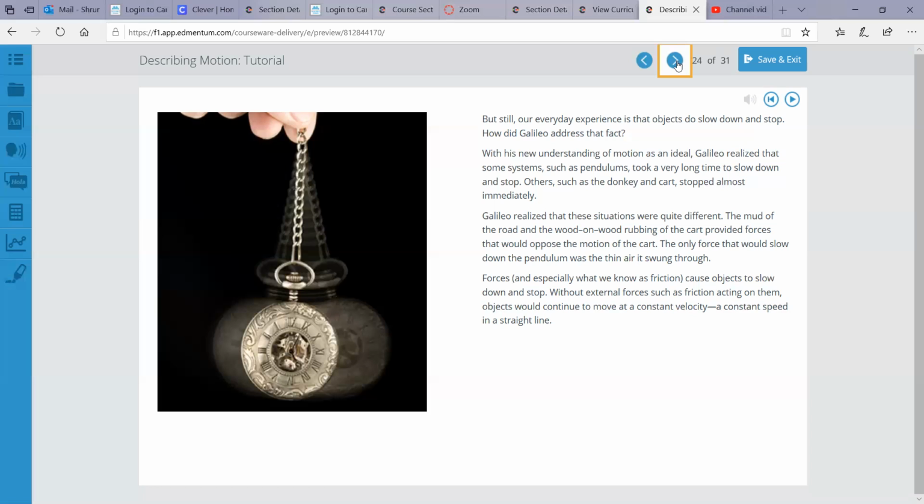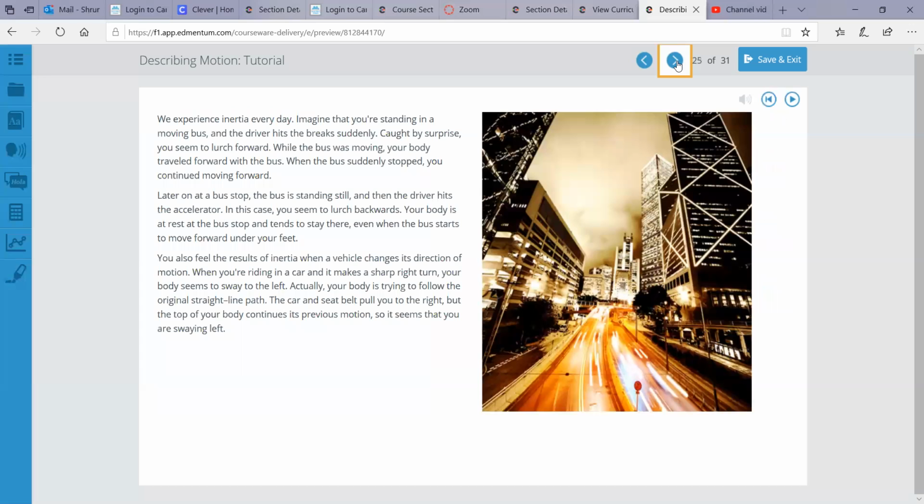So, in a vacuum, without other things entering the system, this is how objects initially want to behave. And we experience inertia every day. Imagine that you're standing in a moving bus and the driver hits the brakes suddenly. If you're caught by surprise, you may move forward. While the bus was moving, your body traveled forward with the bus. But when the bus suddenly stopped, you continued moving the way you were moving before.